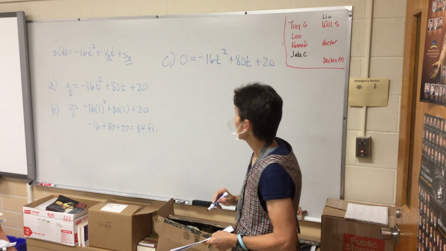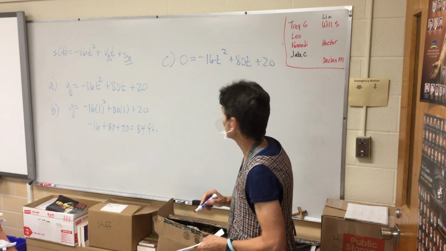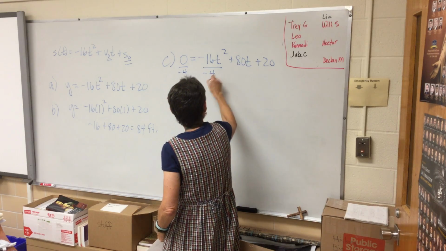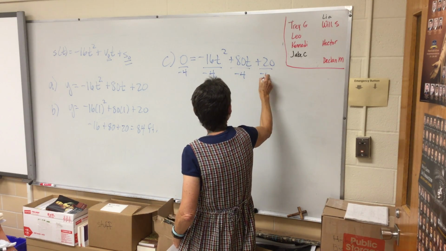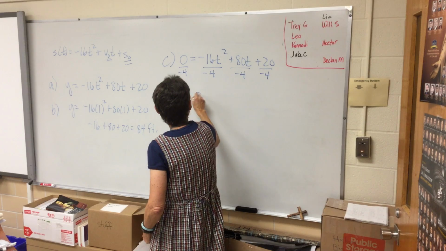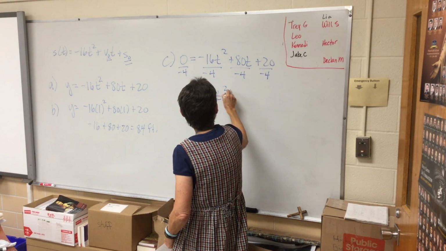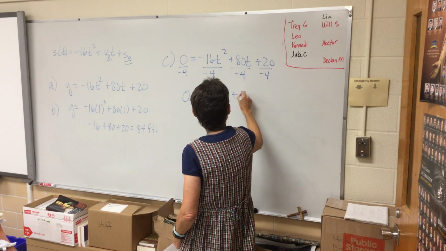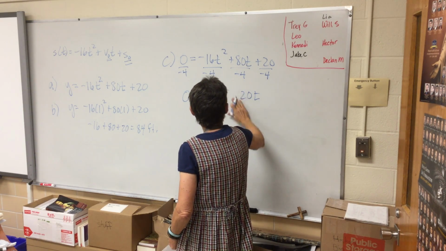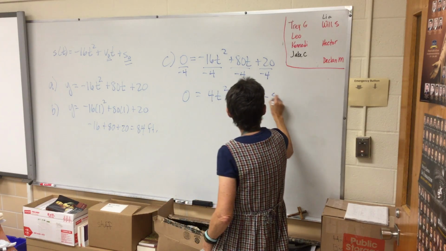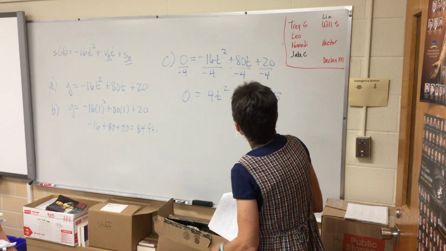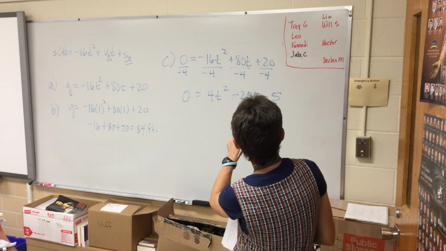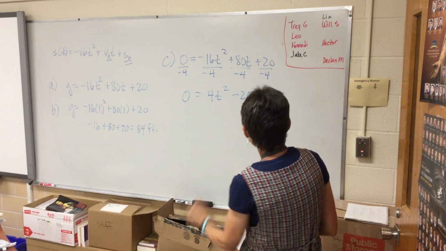Divide by 4. If you want, you can absolutely divide everything. Again, this step is optional, but you totally can do that. Gives you a much smaller set of numbers. Let me double check because I was talking and messing around there. Let's see. So 4t squared minus 20 minus 5. Okay.